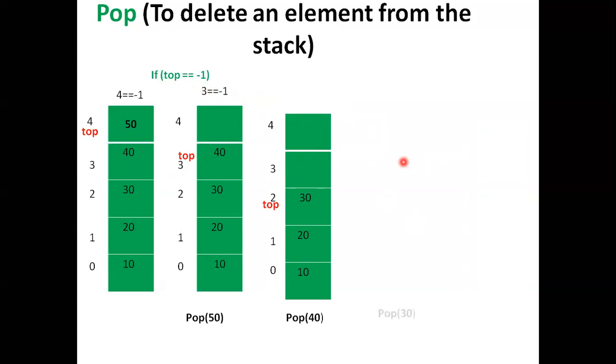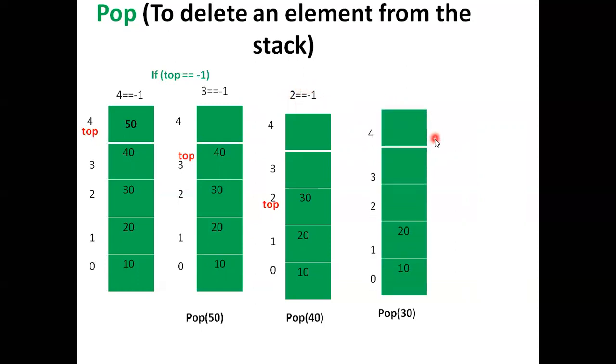Now again, if you want to delete the 30 element, that is a pop operation, check the condition: top is equal to minus 1. Here top is 2. 2 is equal to minus 1? Condition false. It goes to step 3. So pop 30 is deleted and top is decremented by 1. That is, it is indicating index 1.